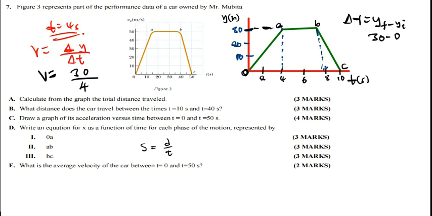I don't have a calculator nearby. Okay, I have it. 30 divided by 4, I'm getting 7.5 meters per second. That is my velocity.